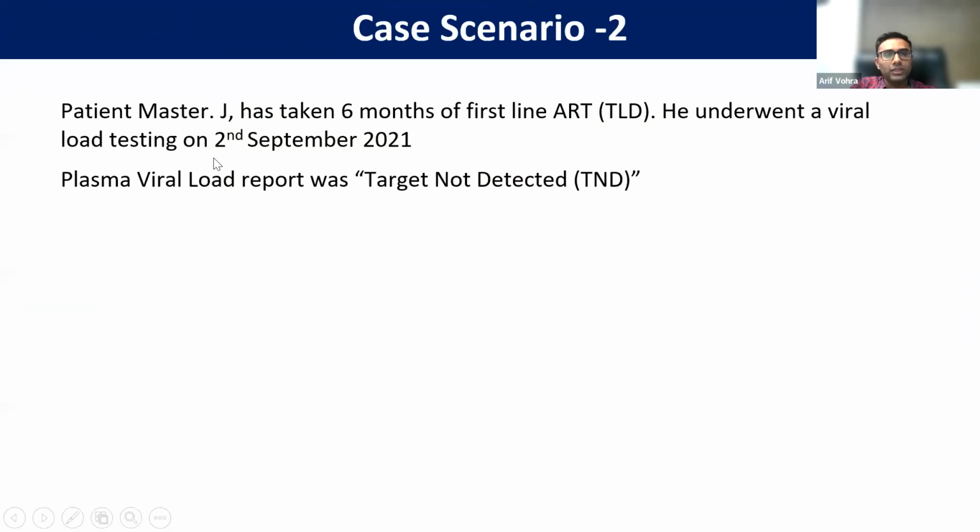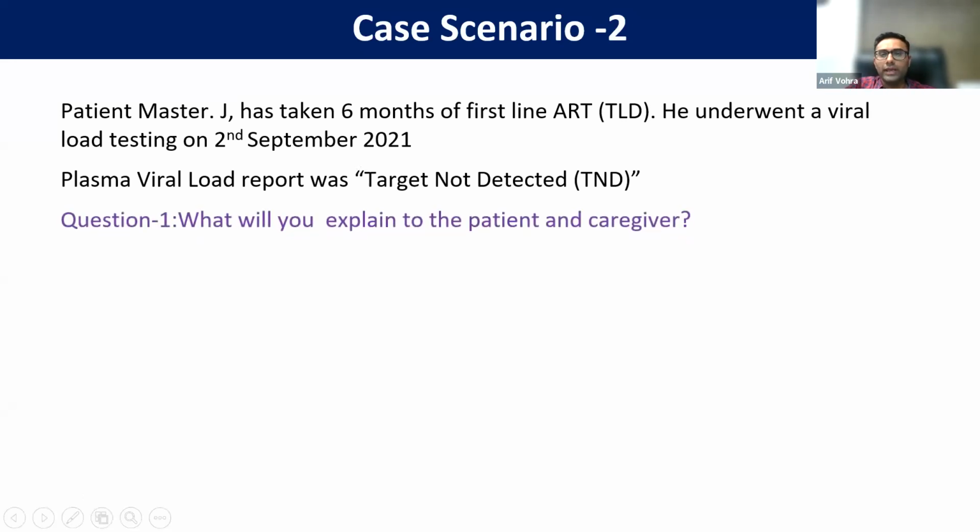So now we come to case scenario 2. I want some response from the participants for this question. It's very easy. Patient Master J has taken 6 months of first line ART, and he underwent viral load testing on 2nd September. The viral load report says target not detected. Okay. So what will you explain to the patient and the caregiver? Can anyone say in the chat box?